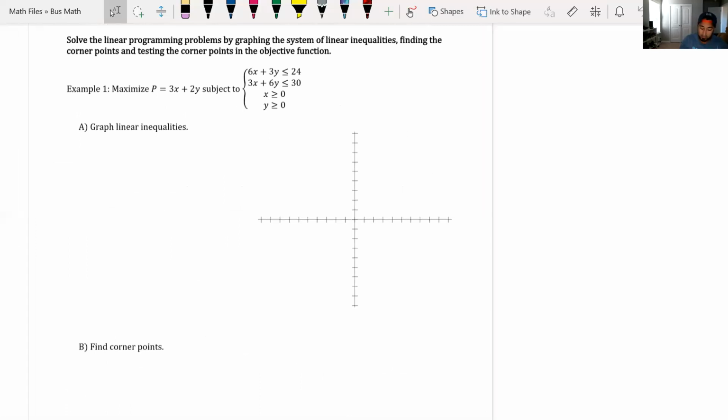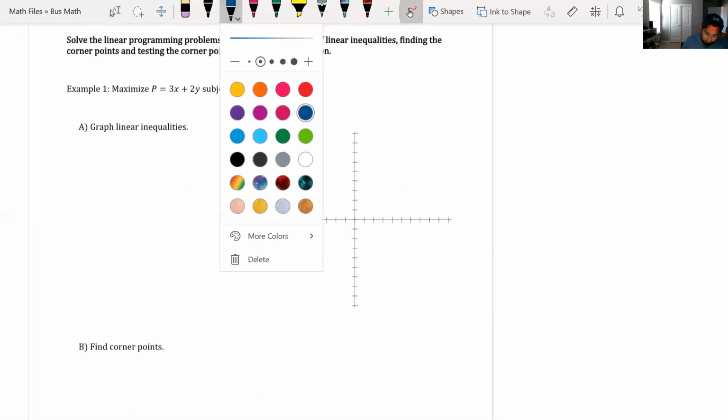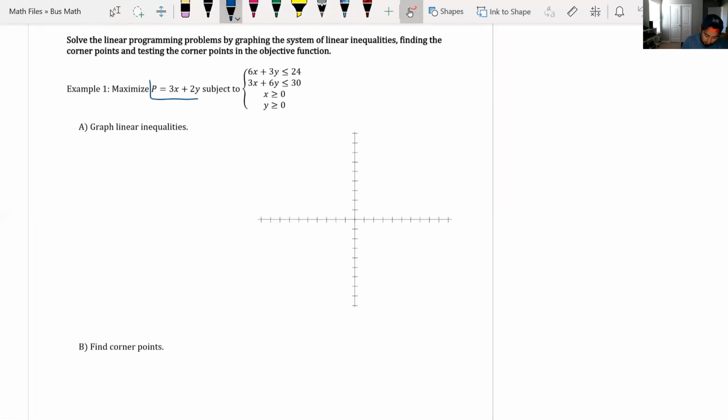Here we see they're giving us the objective function. So this is the objective function that we want to maximize. And of course, here is our system of linear inequalities. So this is everything we're going to be using. Okay. So first off, graph the linear inequalities, and we'll do the same method as last time. Let's just graph by x-intercept, y-intercept. It seems to be the fastest method.